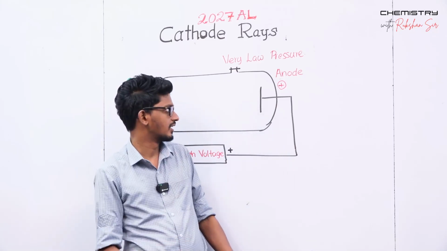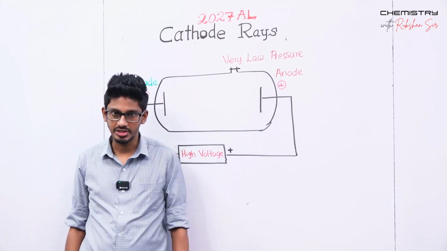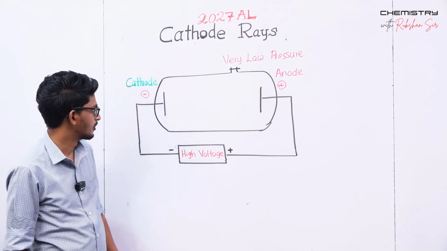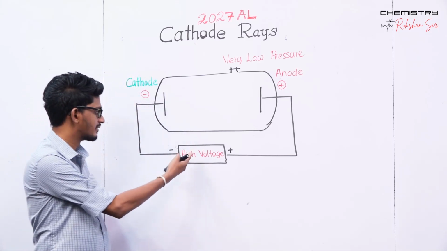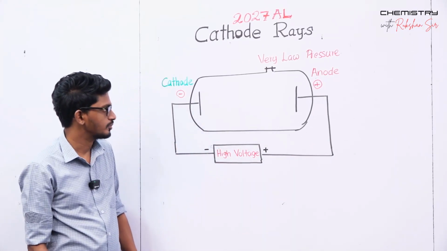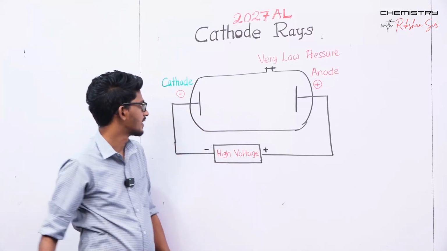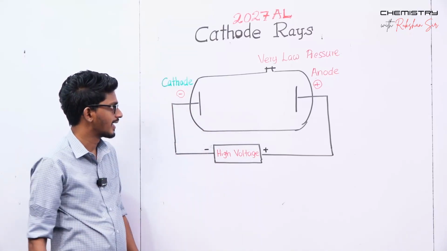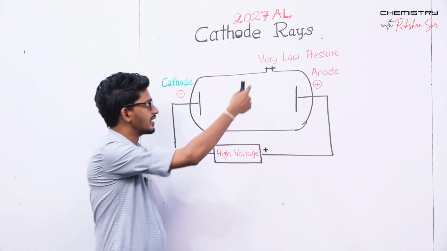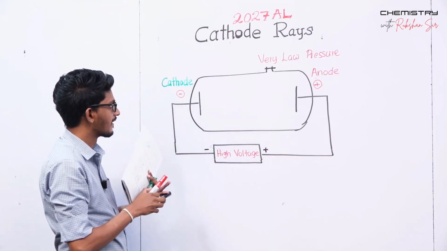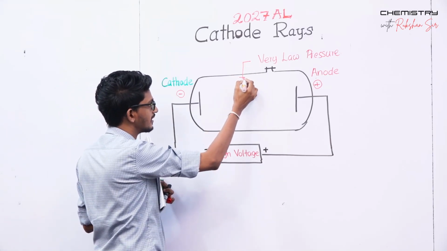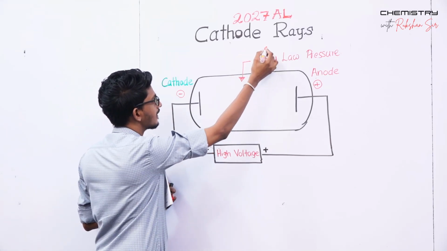Okay, this is a picture of the Crookes cathode ray tube. You can see that some high voltage is applied to a glass tube. Two terminals are there. The negative terminal is called the cathode and the positive terminal is called the anode. And here they have maintained a gas at very low pressure inside.